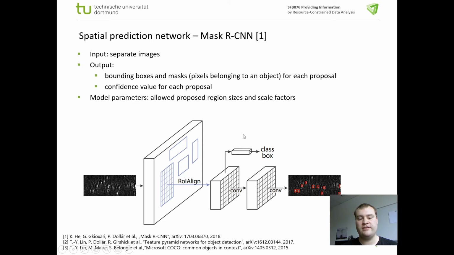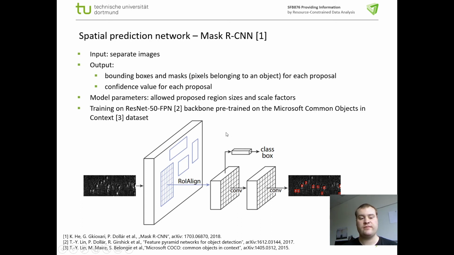The model parameters allow us to define the allowed proposed region sizes and scale factors, so we can define how large or how small a particle has to be seen as a particle of interest. The training is done on a ResNet 50 FPN, so on a feature pyramid network, which was already pre-trained on the COCO dataset. This has the advantage that many features are already learned, which can be adapted to our problem.